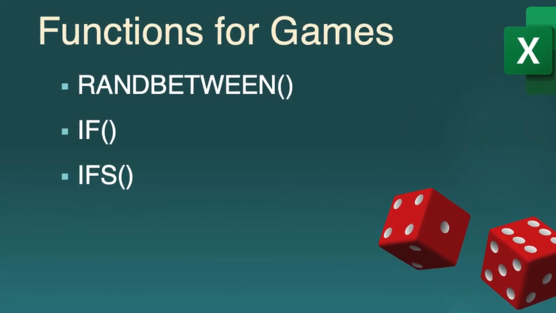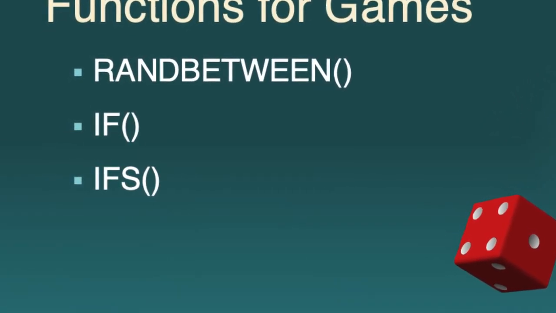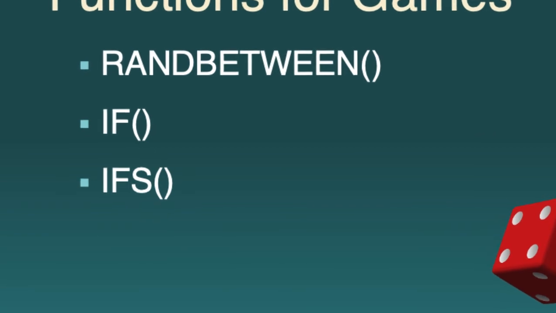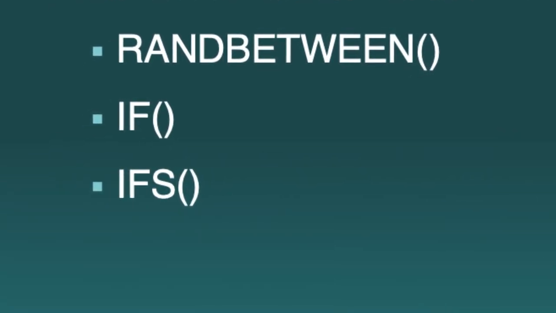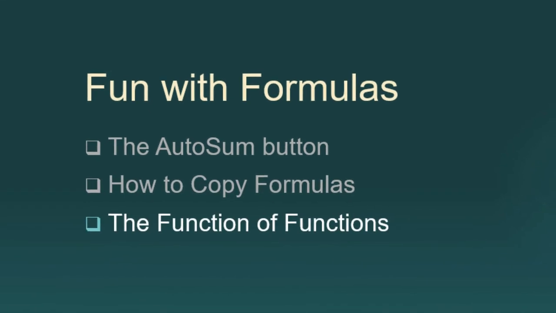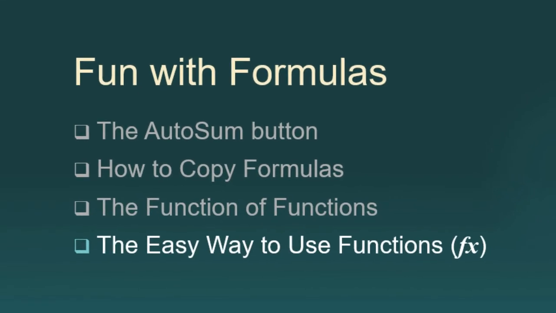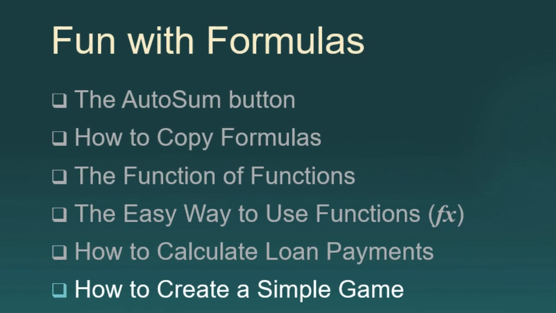Okay, not so much fun. But we did learn three important functions, ranging between if and ifs. And these functions, especially the if and ifs functions, will come in very handy as you explore Excel. So there we are. We learned about the AutoSum button, how to copy formulas, the function of functions, the easy way to use functions, how to calculate loan payments, and how to create a simple game. If you understand and practice the above, you are well on the way to becoming a proficient Excel user.